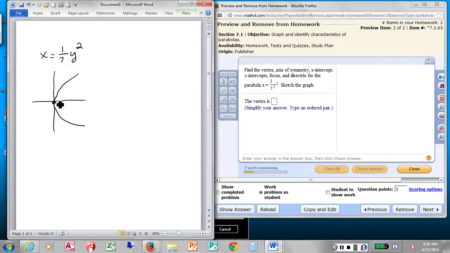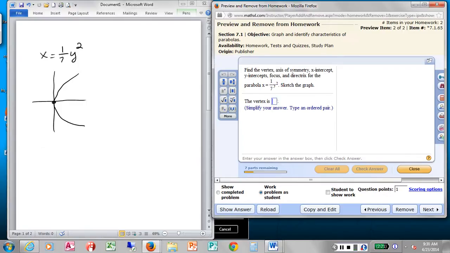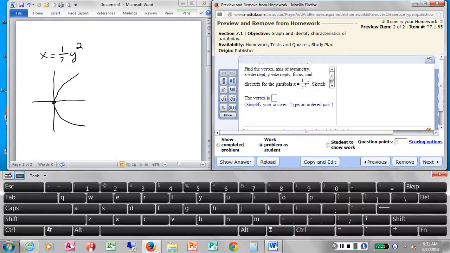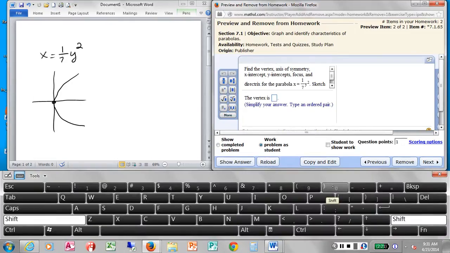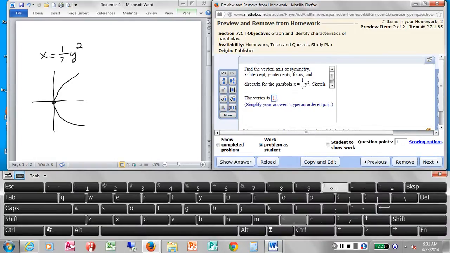And so our vertex, well, that's 0, 0. 0, 0 for our vertex.